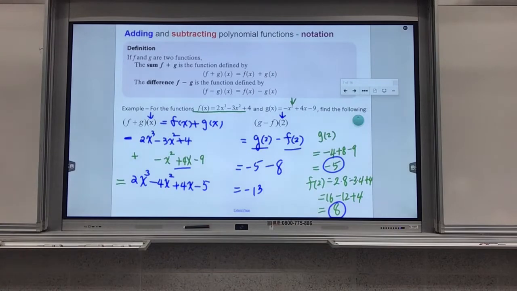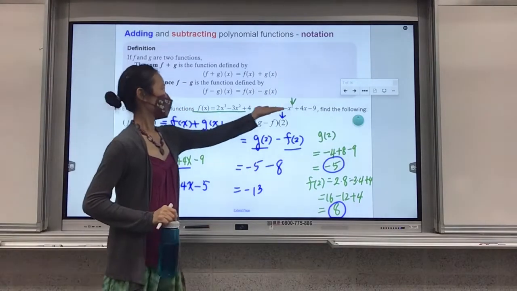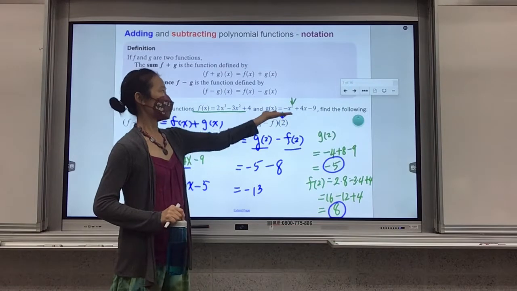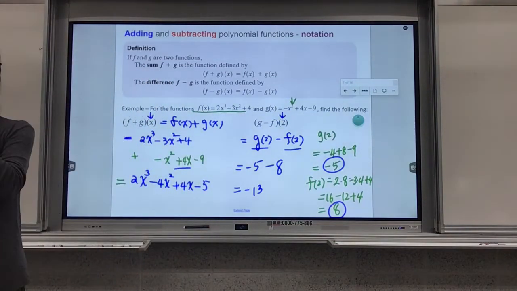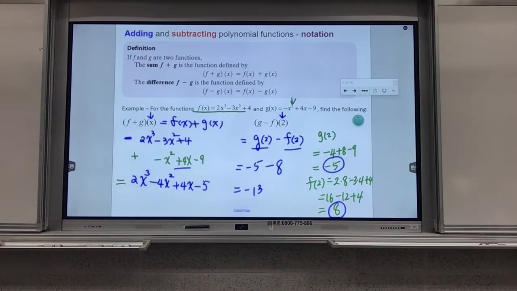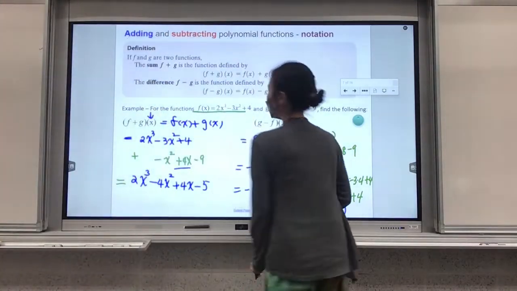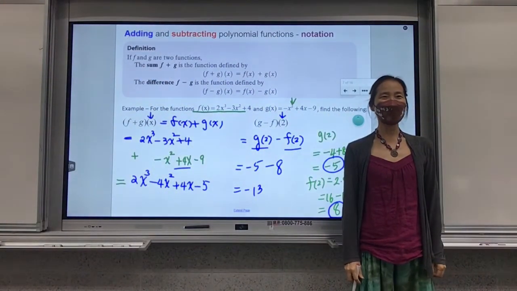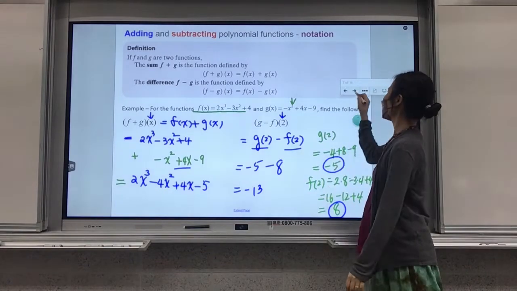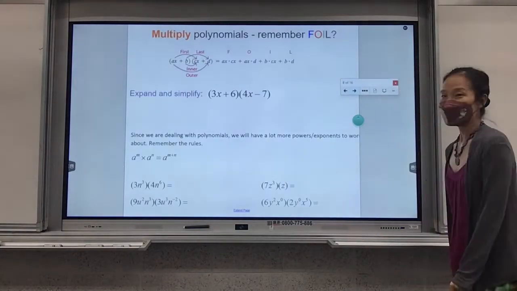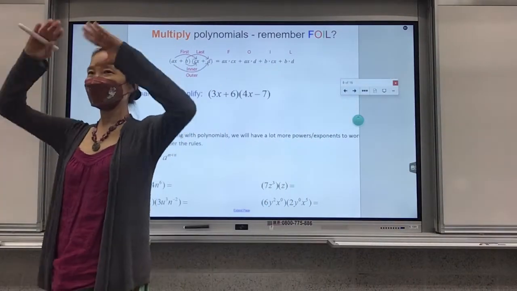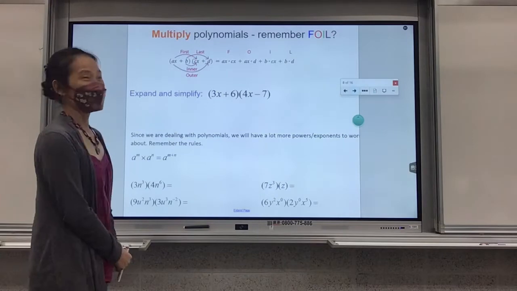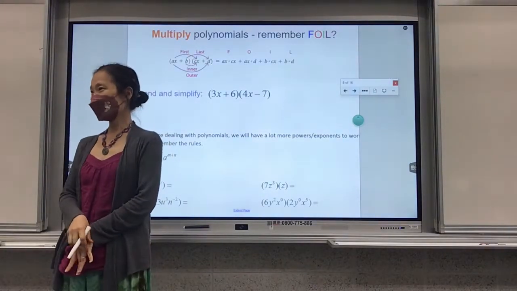Some students might try to subtract g minus f as a function and substitute 2. That will be okay as well. You're like, wow, this is too easy. Get something harder. Okay, let's multiply. So far it has been a review, isn't it? Didn't you know this already?